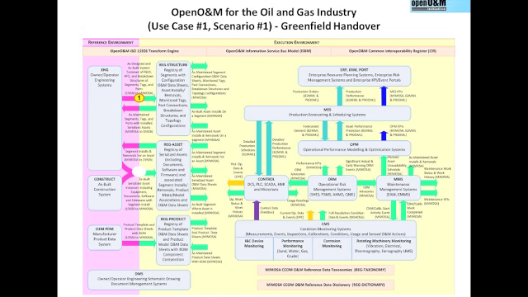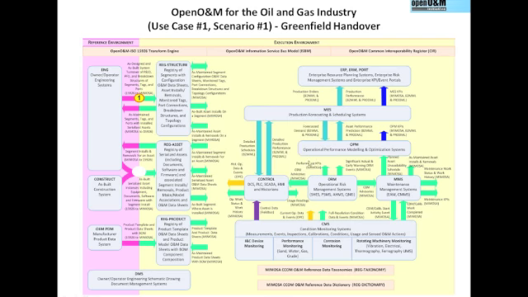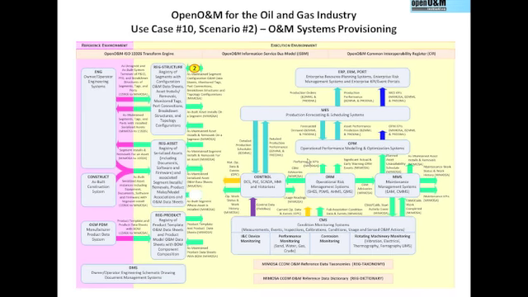As we go to each scenario and each use case, numbers will change. So when we get into O&M scenarios, you would see numbers over on this side. Today we're going to be focusing first on handover and second on use case 10, which is automated provisioning. So these are not in numerical order.